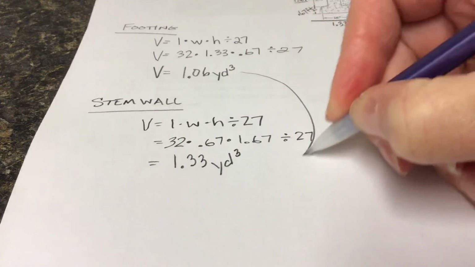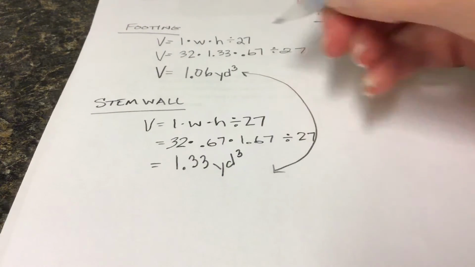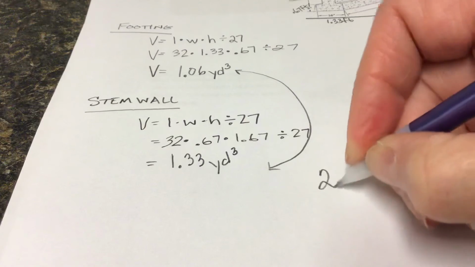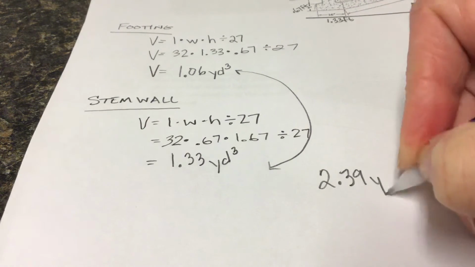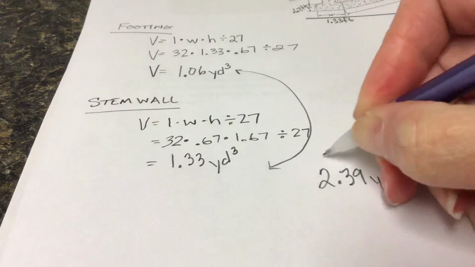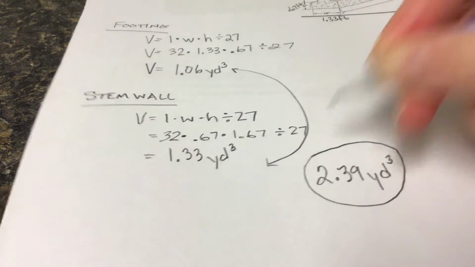We would add these two things together to get 2.39 cubic yards of concrete altogether.